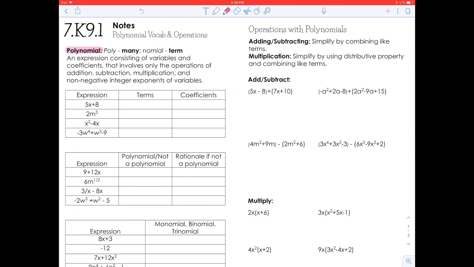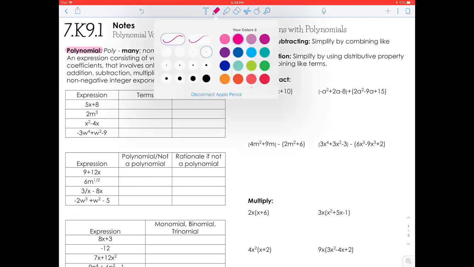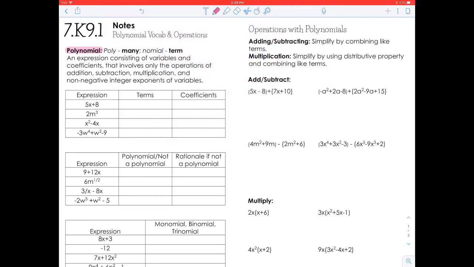It comes from two different words. We've got poly, which means many. And then we have nomial, which kind of comes from the word name, and that means a term. Okay, so polynomials have many terms, and we'll talk about what that means throughout this video.